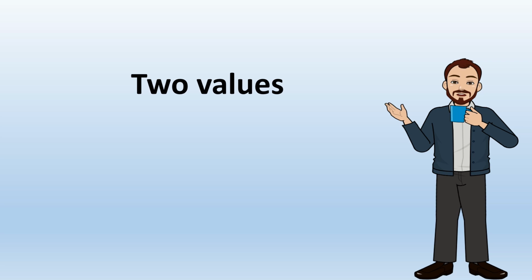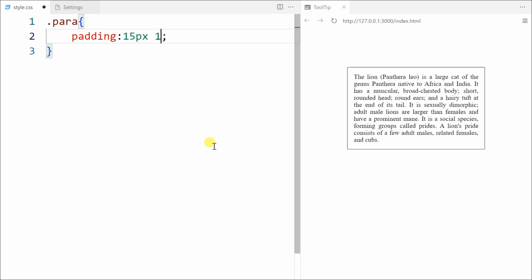Similarly, if we use padding with two values, 15px and 15px, the first value means it will add space from both top and bottom edges. The second value means it will add space from both the left and right edges.